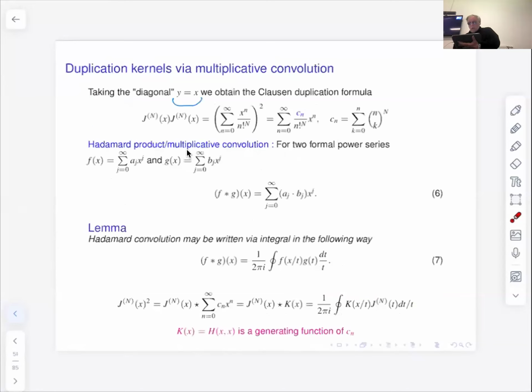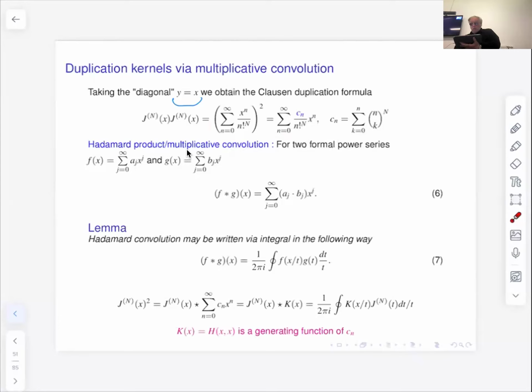Now, what about duplication? It means what about the analogs of this Clausen duplication, which I showed you for n equal to 2. So if we go to the diagonal, we have this square, and this square can be written as a power series, and the coefficients of this power series also have a very nice sum of binomial coefficients in degree n. And immediately you can recognize that it is just a Hadamard product, or so-called multiplicative convolution operator.